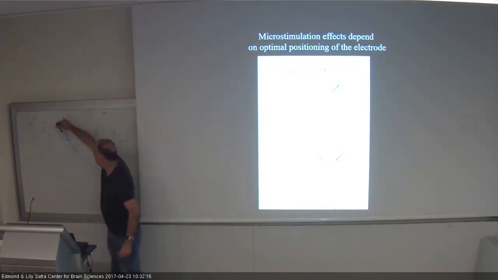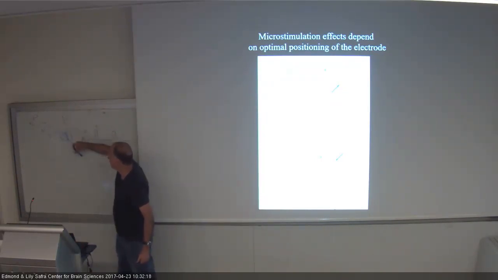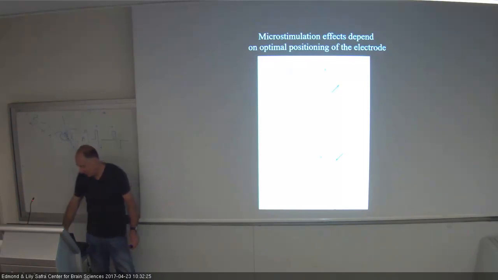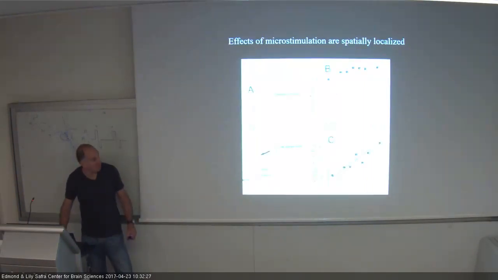So remember, we have some information about how the neurons are in this dimension, but we have no idea about what their preferences are in the other dimensions. So that's another reason why we may miss sometimes.